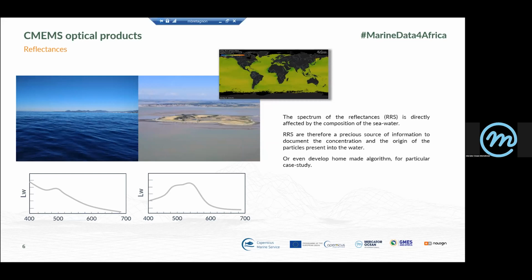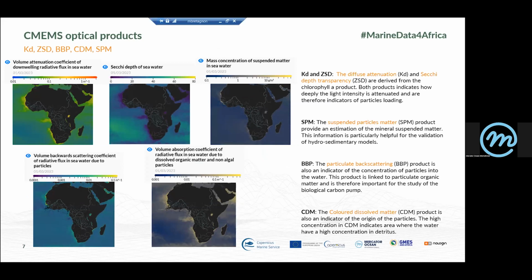The two first images on the top left, this one and this one, represent the diffuse attenuation and then the Secchi depth transparency. Sorry. These two parameters indicate how deep the light penetrates the ocean. In coastal regions, due to the loading in particles, the light penetrates only a few meters and sometimes centimeters. Conversely, offshore, the layer in which the light penetrates is deeper. We should underline here that this thickness regulates the physics and the biology of the oceans.